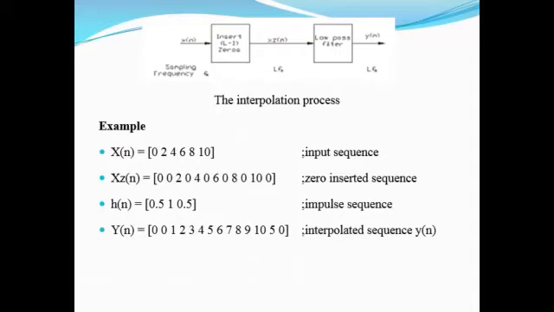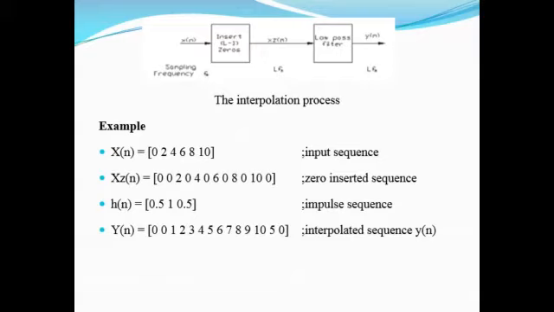So we have inserted 0, again between 2 and 4. Between 2 and 4 we have inserted one 0, and between 4 and 6 one more 0, 6 and 8 one more 0, 8 and 10 one more 0, and finally a 0 after 10. So this is what we have inserted, and we obtained the 0 inserted sequence.